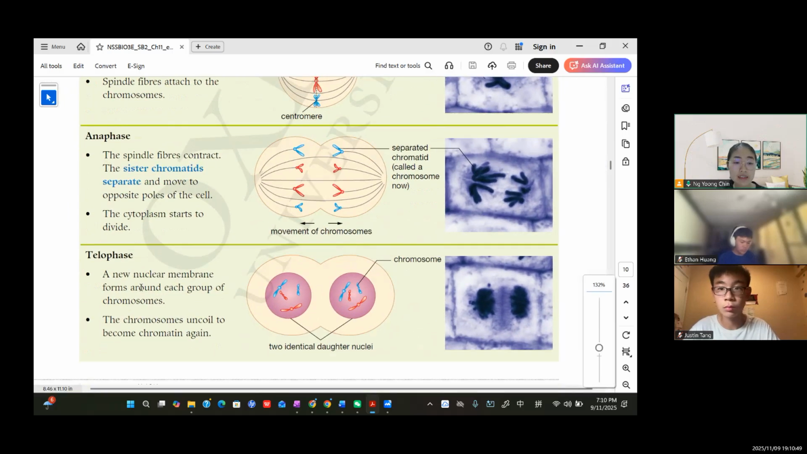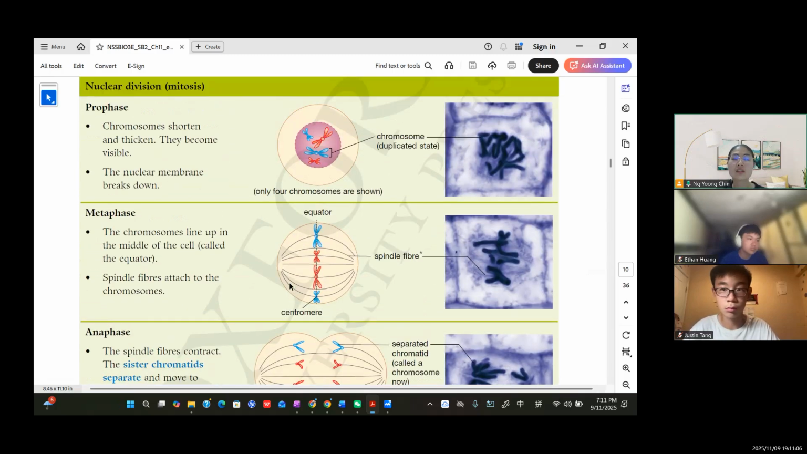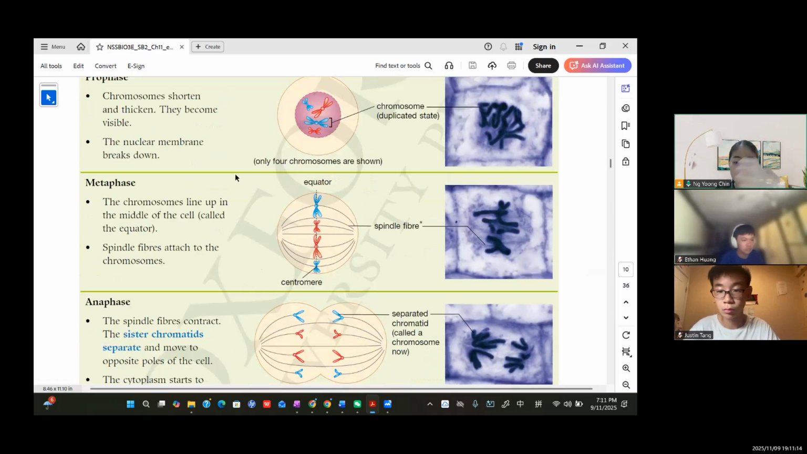So you can see they just reform the nuclear membranes. And then the chromosomes now uncoil. So you can see, the chromosomes just uncoil and become long thread-like structures, which is chromatin again. So this is the process that happens in mitosis, in the stage of nuclear division. So this is how they divide the nucleus from one to become two copies. So how they can do this is, first they need to do DNA replication, because they need to duplicate the chromosomes found inside the nucleus, so they are able to divide them.